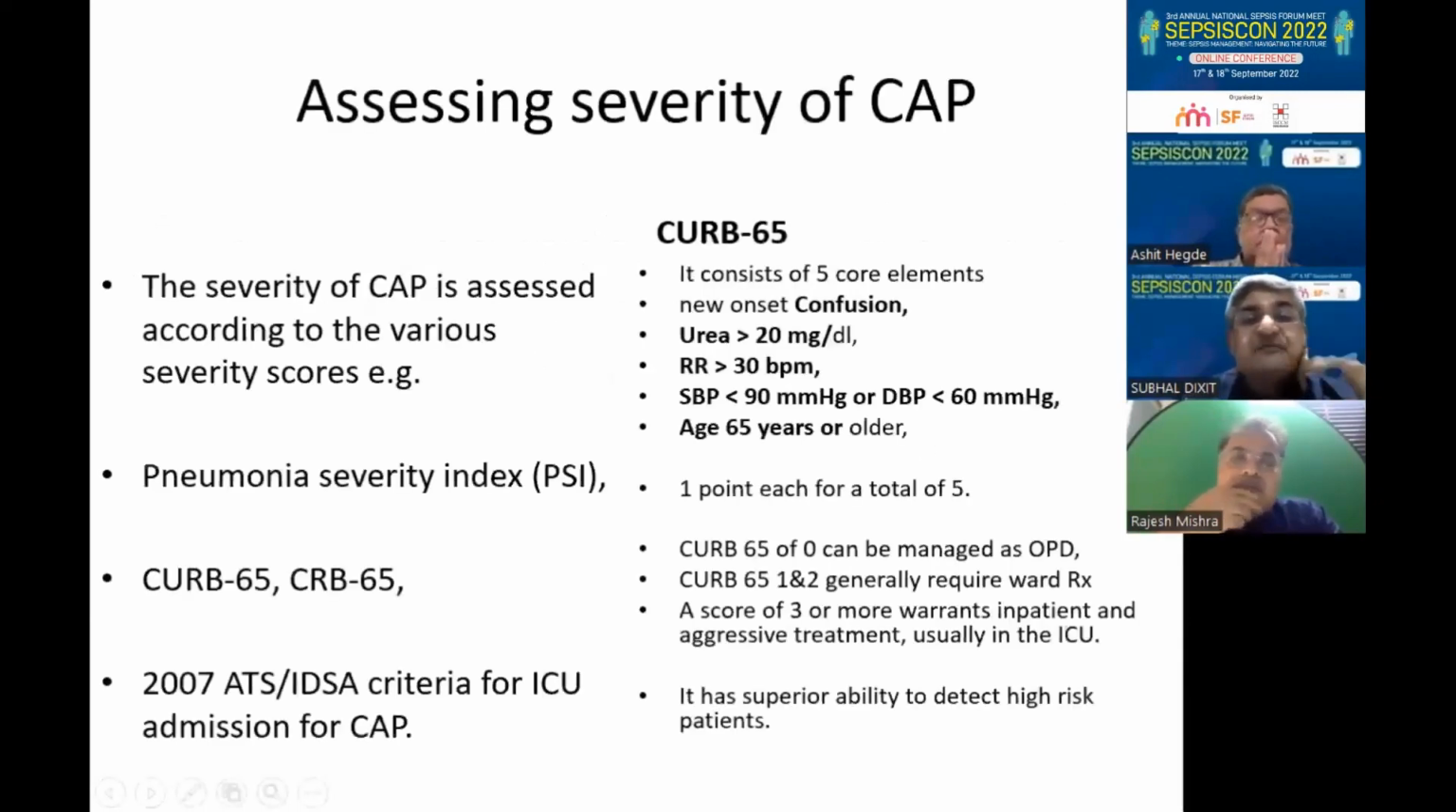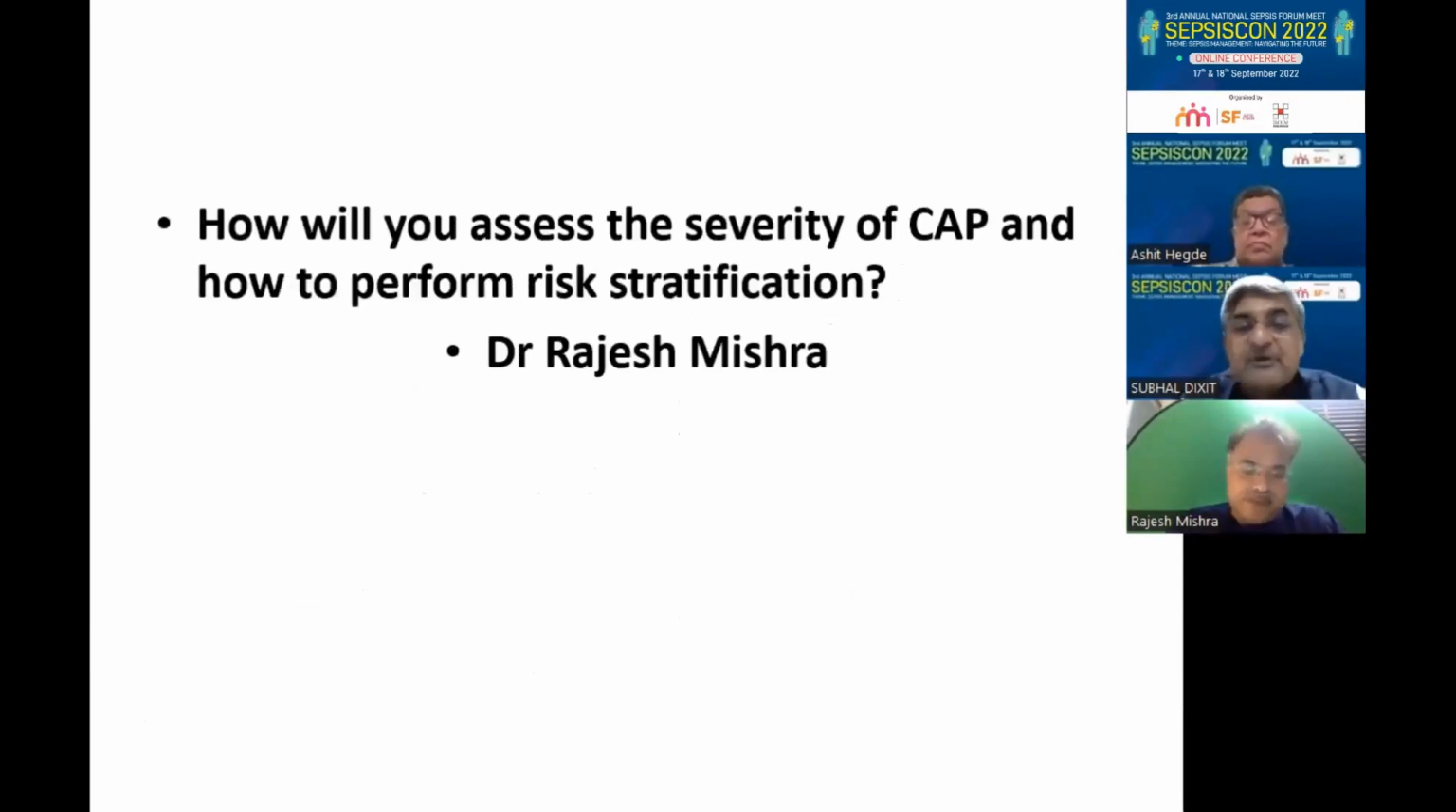Very nicely covered by Rajesh. To assess the severity, we depend upon the severity index or the CURB-65 criteria, which consists of urea, respiratory rate, systolic and diastolic blood pressure, and whether the age is above 65. We give 1 point to each, for a total of 5. As Rajesh said, patients with CURB-65 of 1 and 2 require a ward, but if the severity is very high, these patients have to be very aggressively managed in the intensive care unit.